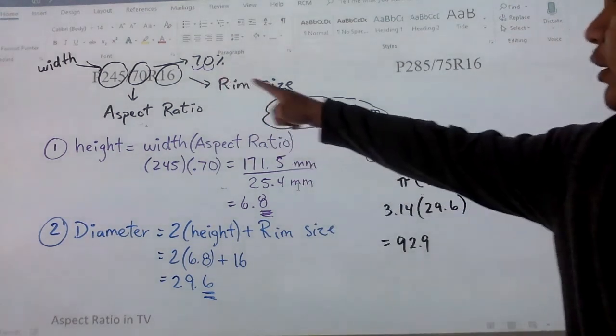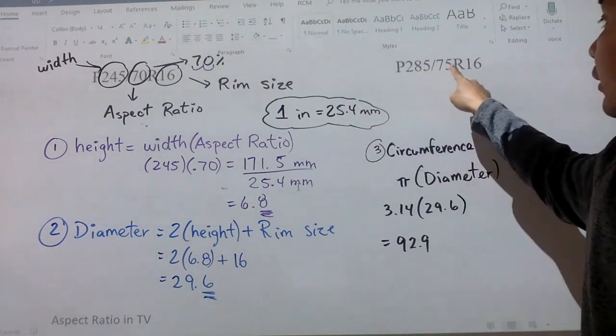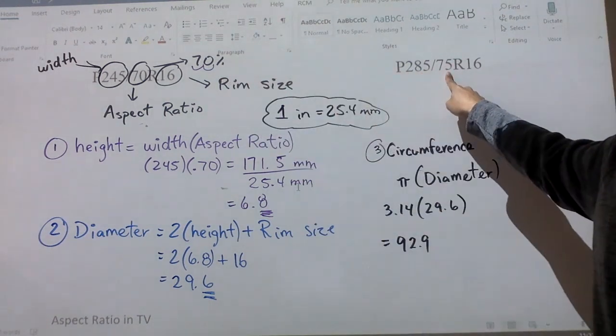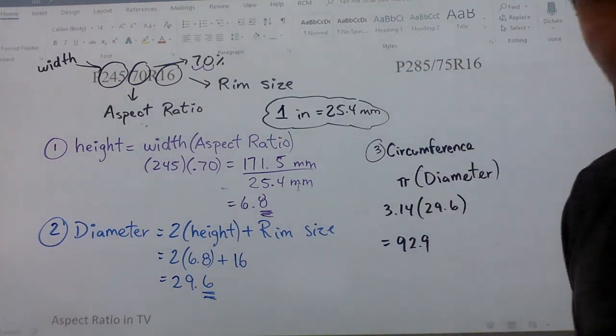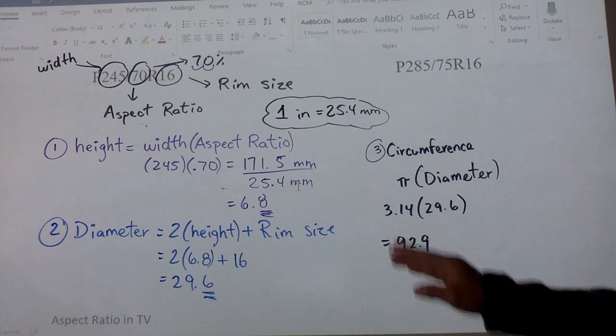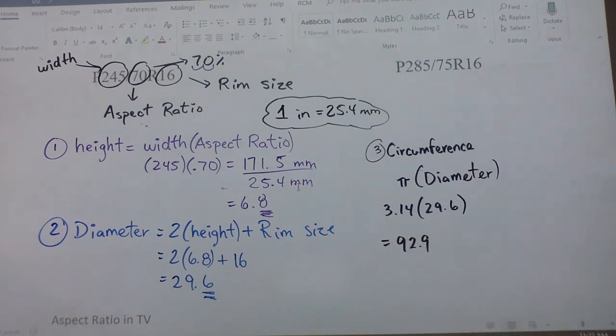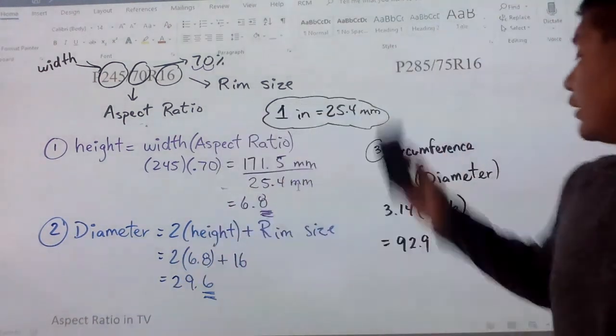I already mentioned, look, 245, 285. The 70 over here is 75. So you can assume this is the bigger tire. So I got to figure out the circumference for that one. When I erase all that, like I said, you can copy this. Copy and put it somewhere else. So copy it. I'm gonna do the other side now.